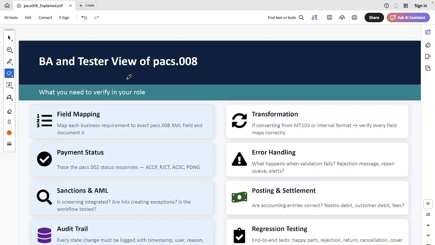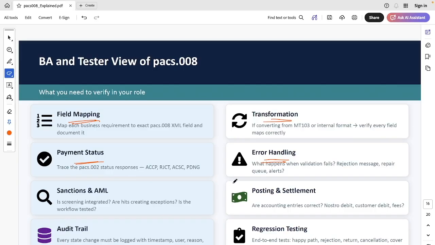Now, if you are a BA or tester working in any payment project, this slide will give you a project checklist. So as a BA, you need to understand how the business requirements are mapped to the XML fields. You need to define the transformation rules, especially if the bank is migrating from MT103 or internal bank formats to pacs.008. You need to understand the payment status journey, like accepted, rejected, pending, completed, repair, return, and so on. You also need to define what happens when the validation fails. Does the payment get rejected? Does it go to repair queue? Does an operation user fix it?